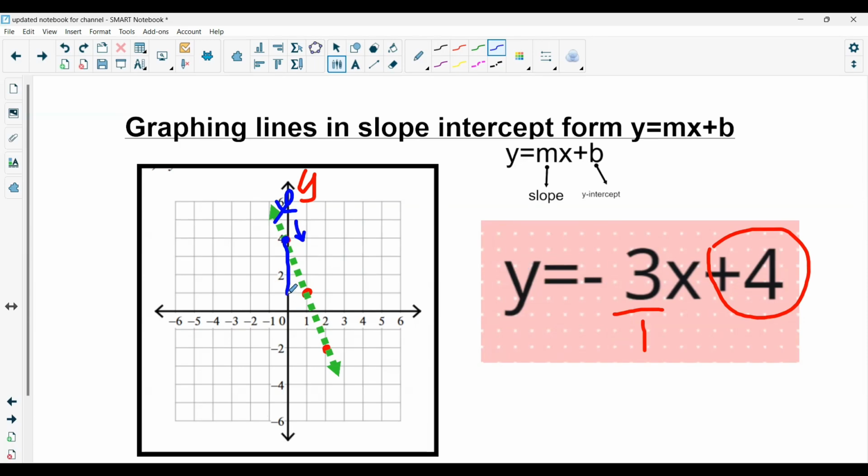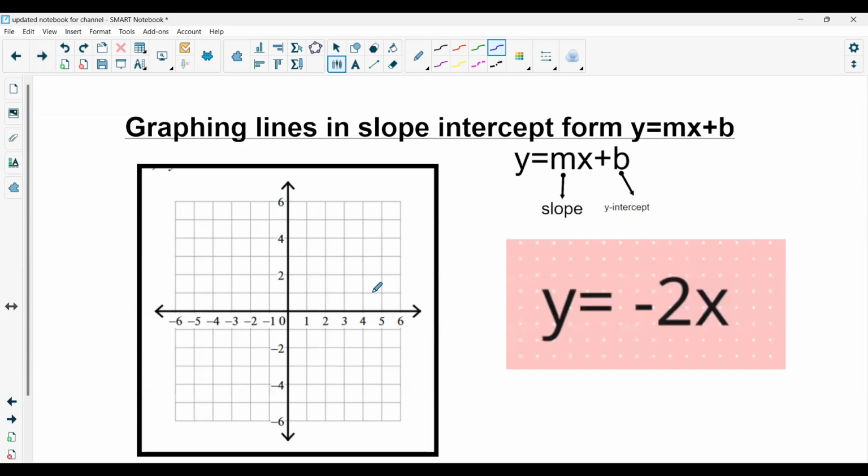Now let's go over 1. 3 over 1. There we go. Negative 3 over 1. And I know it's negative because I'm moving down, and my slope man is walking downward. Okay? Let's try one that looks a little bit different than this.